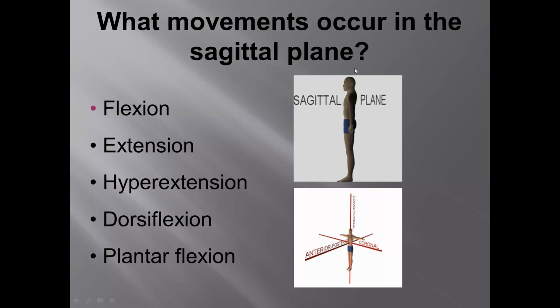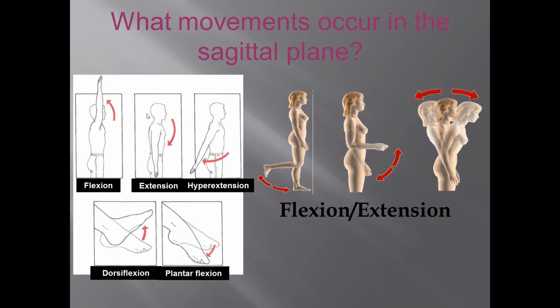Now, what movements occur in the sagittal plane? If we look at the arms, we have flexion, extension, and hyperextension. If we look at the foot, we have dorsiflexion and plantar flexion. Once again, let's look at this again. Our knees: if we bend our knees, it decreases the angle at the knee. That is called flexion. If we extend the leg at the knee, with the thigh fixed, and just extend the lower leg, that's called extension.